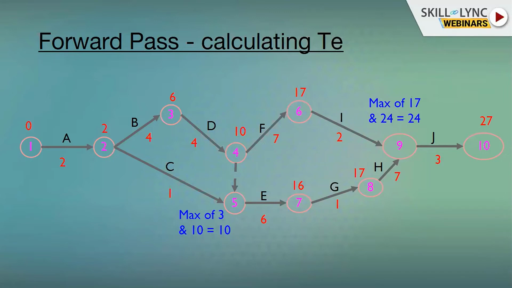Now our paths diverge. Event 3, 2 will be added to 4, so event 4 will have an event time of 6. C will mean an event time of 2 plus 1, which is equal to 3, on event 5. But event 5 marks the start of activity E. Activity E cannot start until activity D finishes. So 6 plus 4, 10.